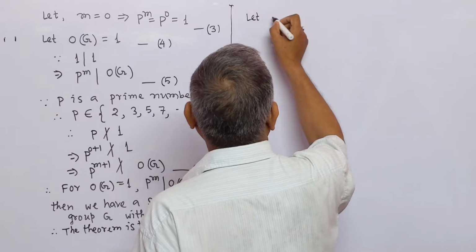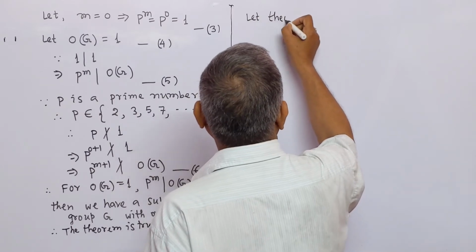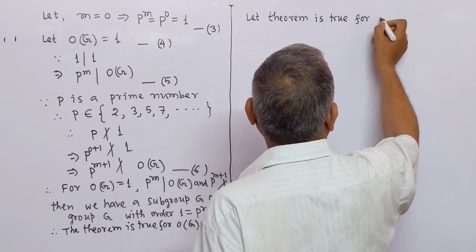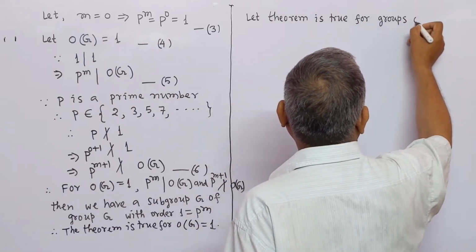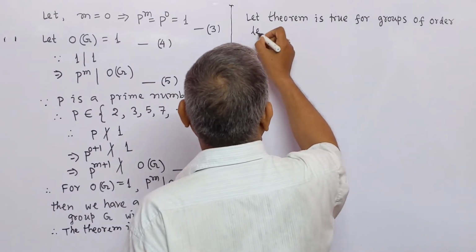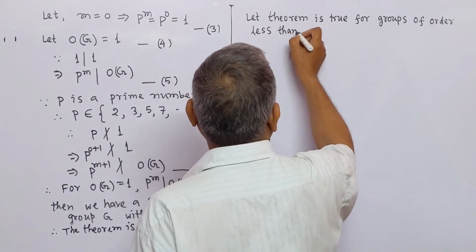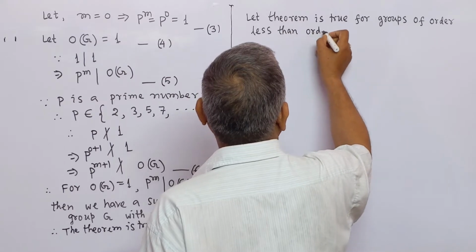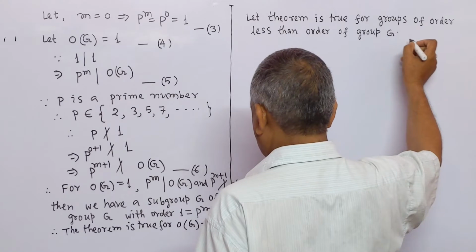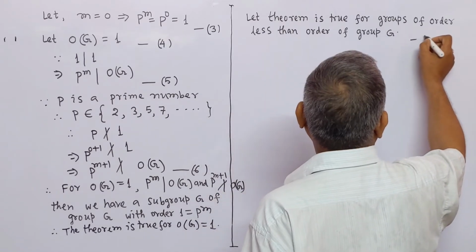Let theorem is true for groups of order less than order of group G. Let this is number 7.